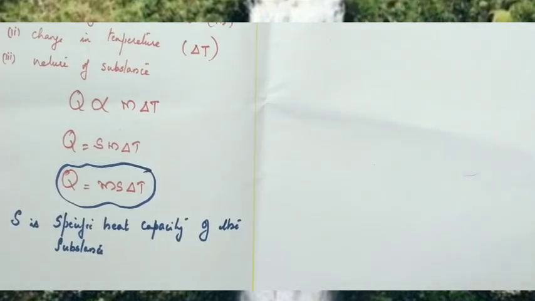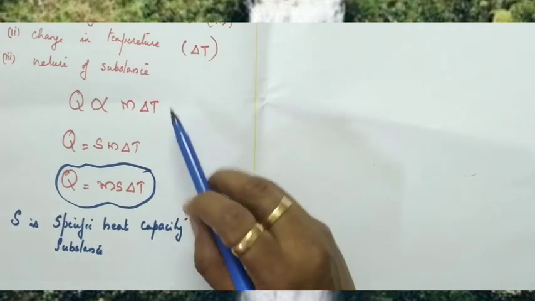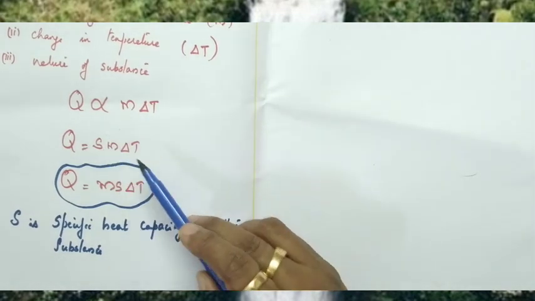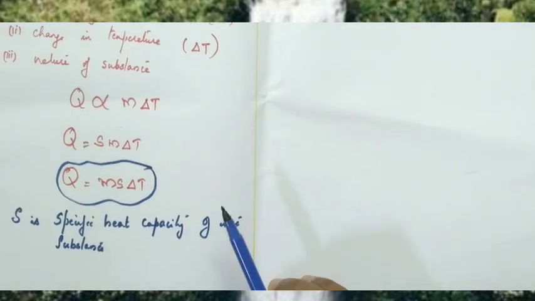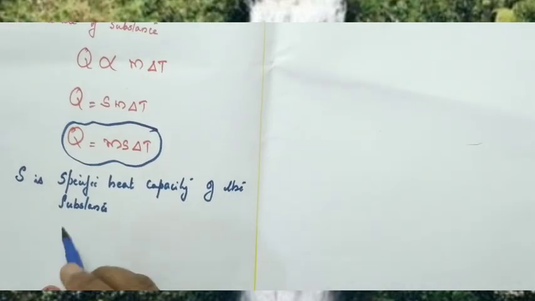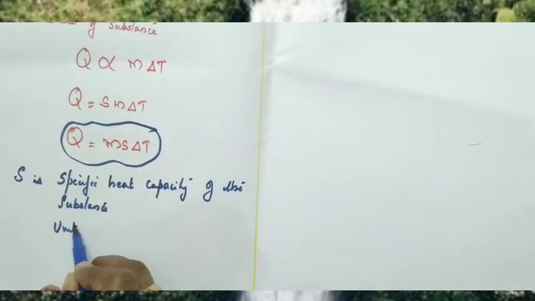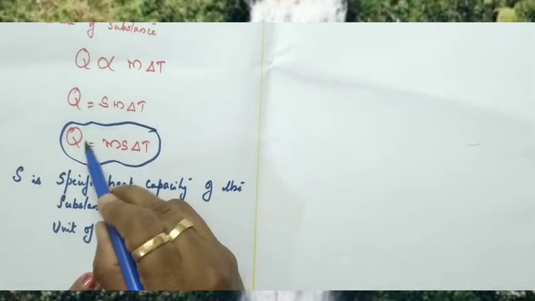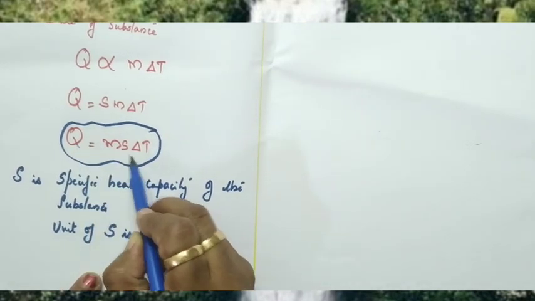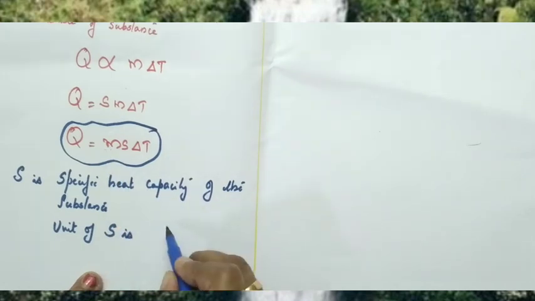So, quantity of heat required to raise the temperature depends on mass, specific capacity, and change in temperature, and specific capacity is a constant for a given material. Okay, and what is the unit of specific capacity? We have S is equal to Q divided by m delta T, isn't it? Q divided by m delta T.